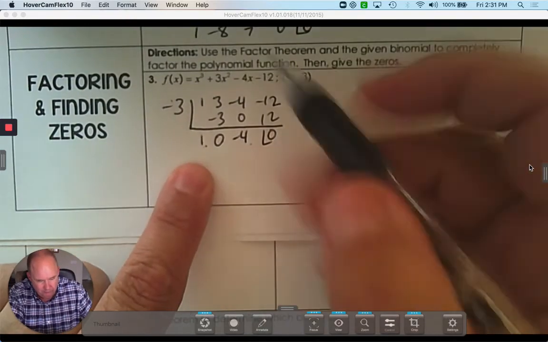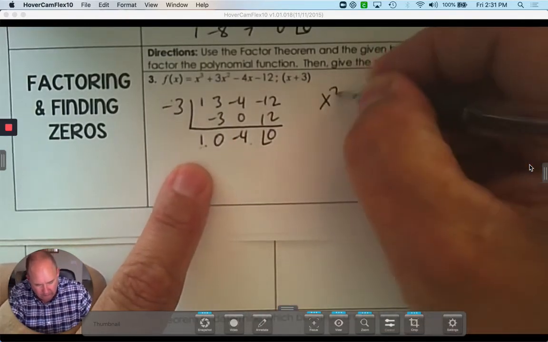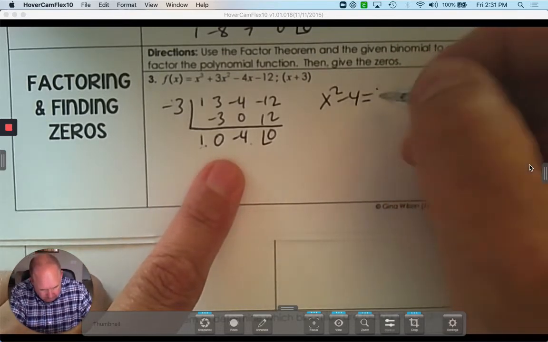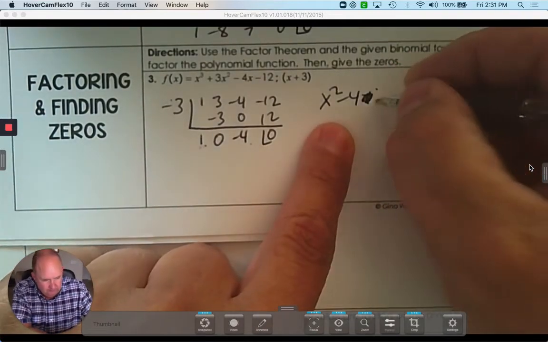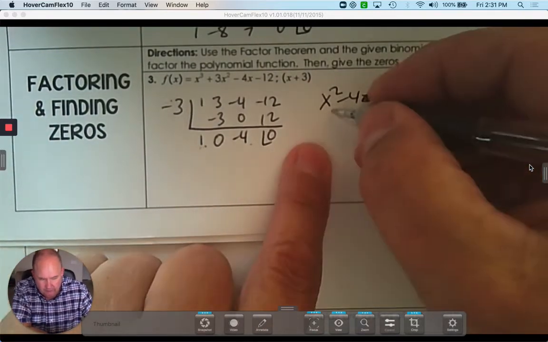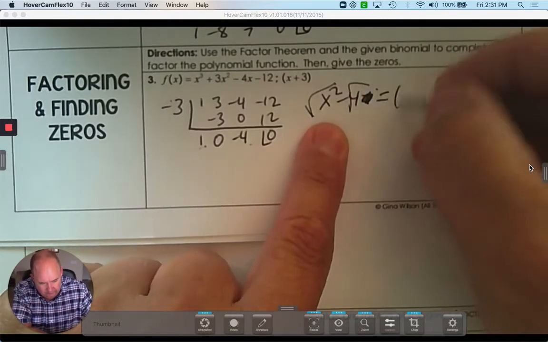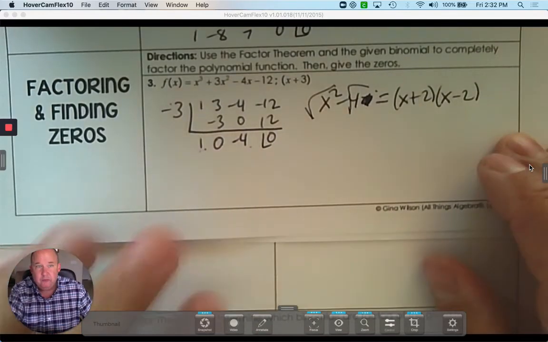What's left over? So it was x cubed. So we go 1 degree less. So that's 1x squared, no x's, and -4. Now, for what's left over, I'm going to factor that. So this is called the difference of squares. So you take the square root of each, the square root of x squared and the square root of 4, and we write it as x plus 2, x subtract 2.